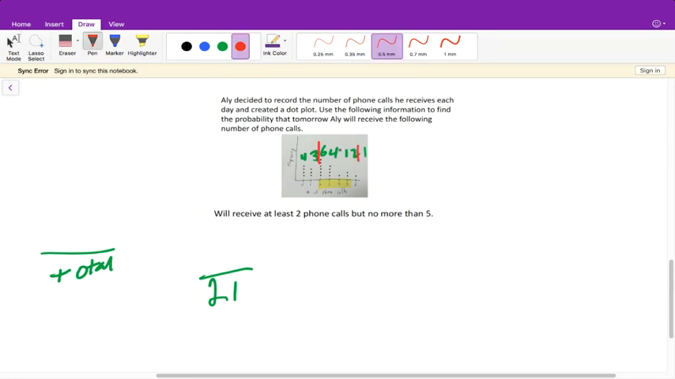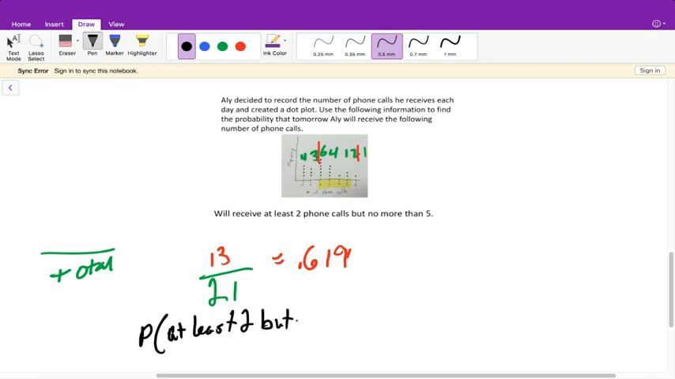So 6 plus 4 is 10 plus 1 plus 2. So that will then give me 13. So 13 divided by 21 is equal to 0.619. So I will then say the probability of at least 2, but no more than 5 is equal to 0.619.